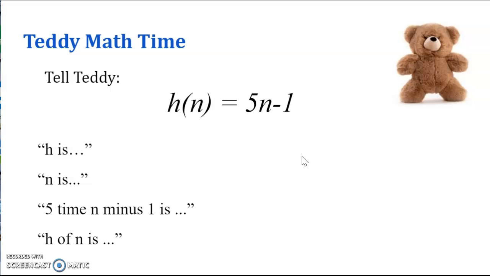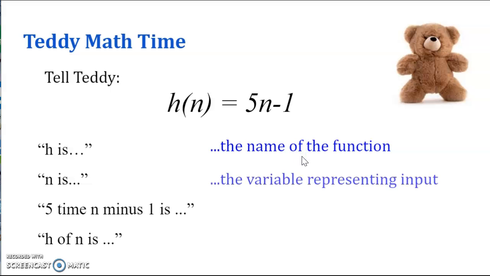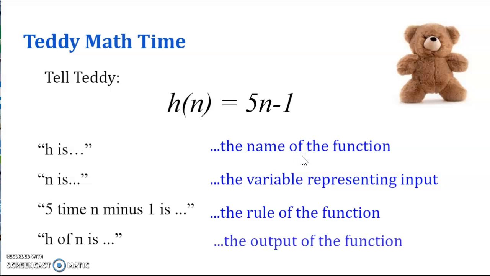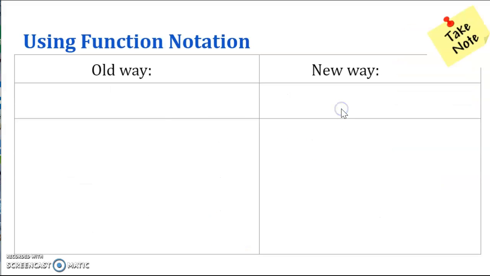This time this is called h of n, which is equal to 5n minus 1. What is h? What is n? What is the 5 times n minus 1? And what is h of n? So please tell your teddy bear that h is the name of the function, n is the variable representing the input, 5 times n minus 1 is the rule of the function, and lastly h of n is the output of the function. Great.